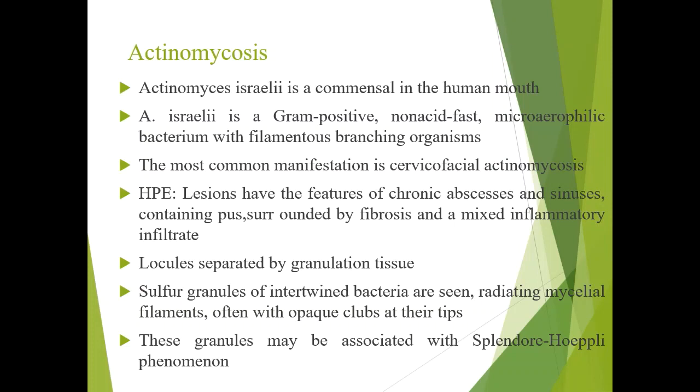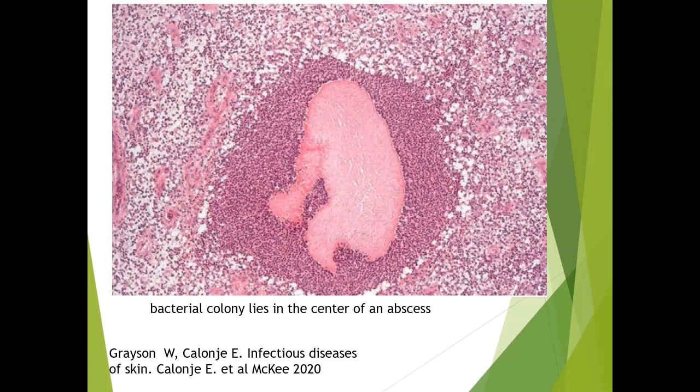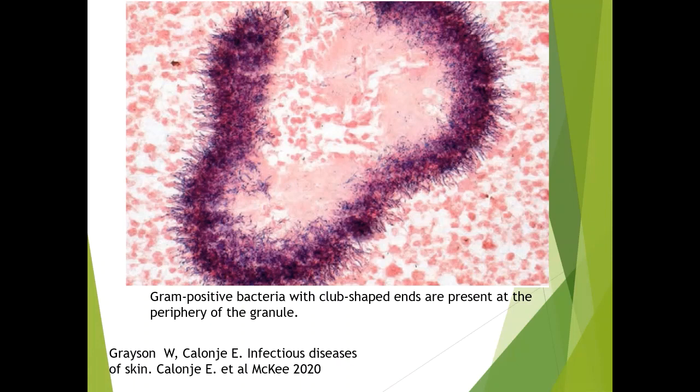Sulfur granules of intertwined bacteria are seen, with radiating mycelial filaments, often with opaque clubs at their tips. Granules may be associated with the Splendore-Hoeppli phenomenon. So you can see a bacterial colony that lies in the center of an abscess, and here you can see the Splendore-Hoeppli phenomenon. The club-shaped ends are present at the periphery of these granules.